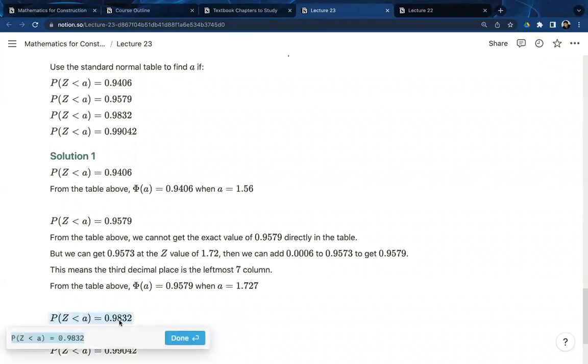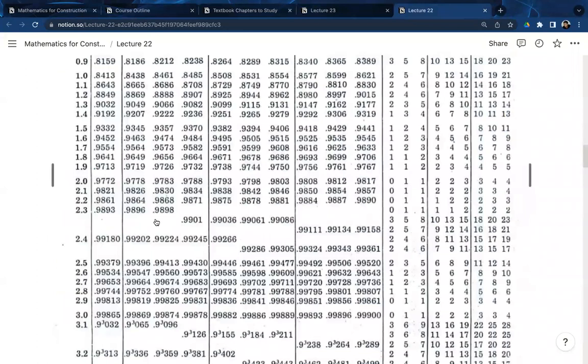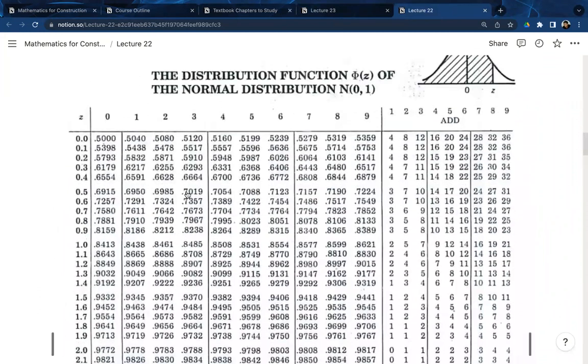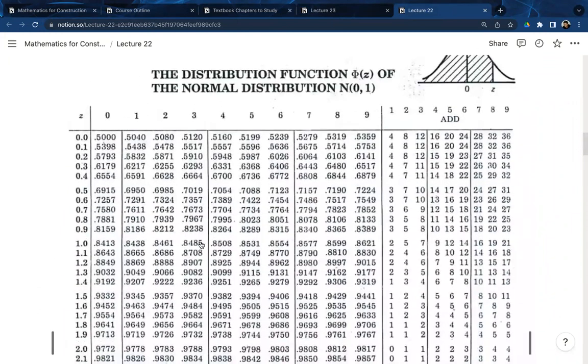Okay, so we want to get 9832. We'll look at 98, 26, 30, and 34. 9832 is between these two values here. So it's 2.1 something. I'm going to put it at the bottom here so we can see properly. So 9830 is 2.12. And what do we need to add to 30 to get 32? We need to add 2, right?